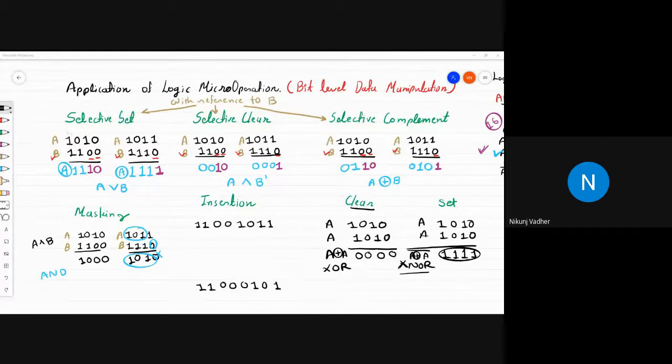So we are done with the application of logic micro operation, and in that we were supposed to discuss the insertion, right?